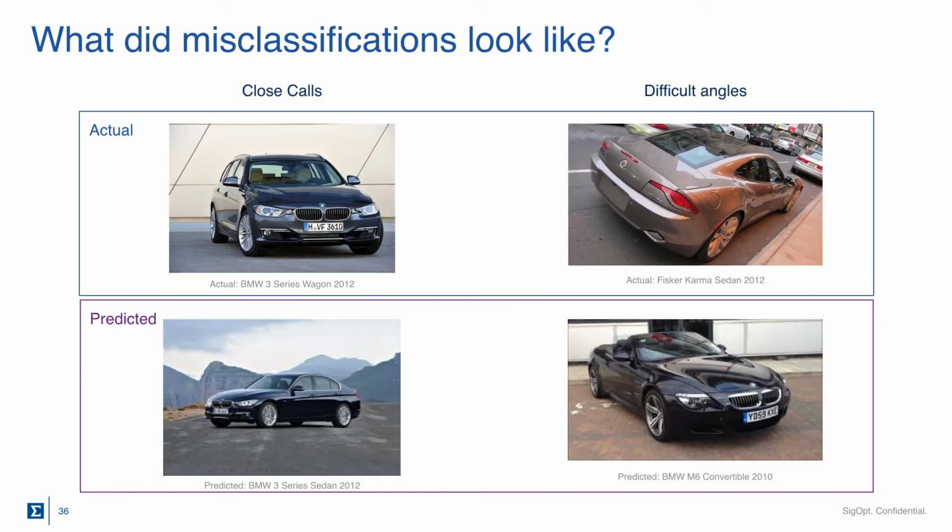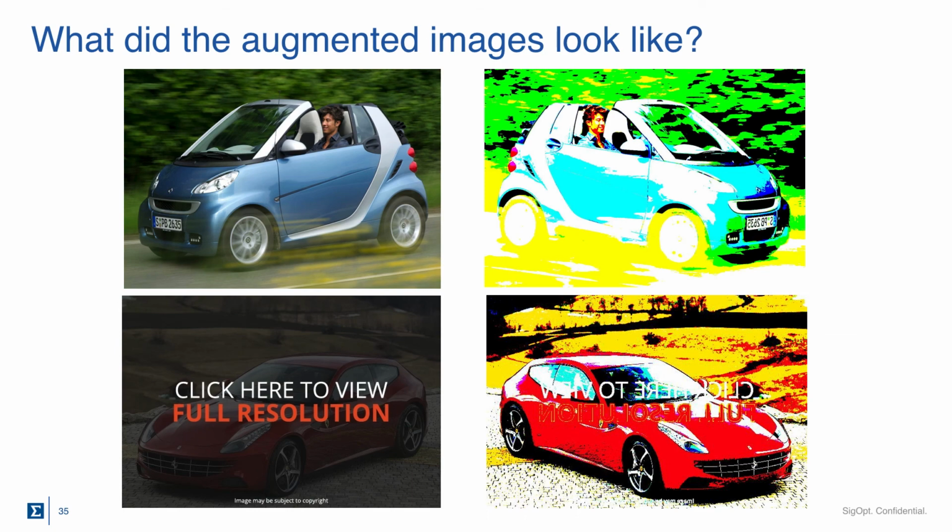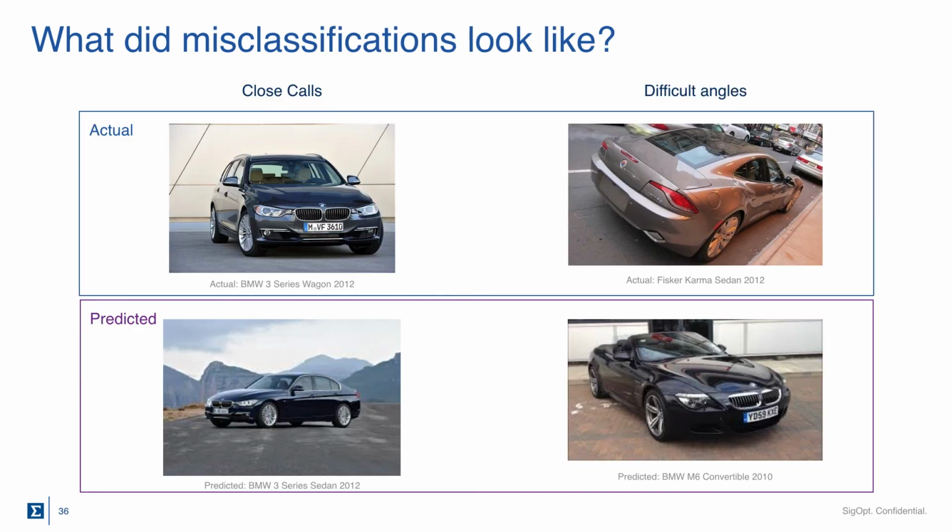So given these, what did misclassifications look like? We still had some close calls in terms of make and year, as we did previously, and we still have problems with difficult angles. But we seem to be able to solve the problem of background clutter. And we think it's because of these hyper accentuated boundaries between objects in an image that make the model able to really understand which aspect of the image to focus in on and which aspect matters and which does not, which is really cool.